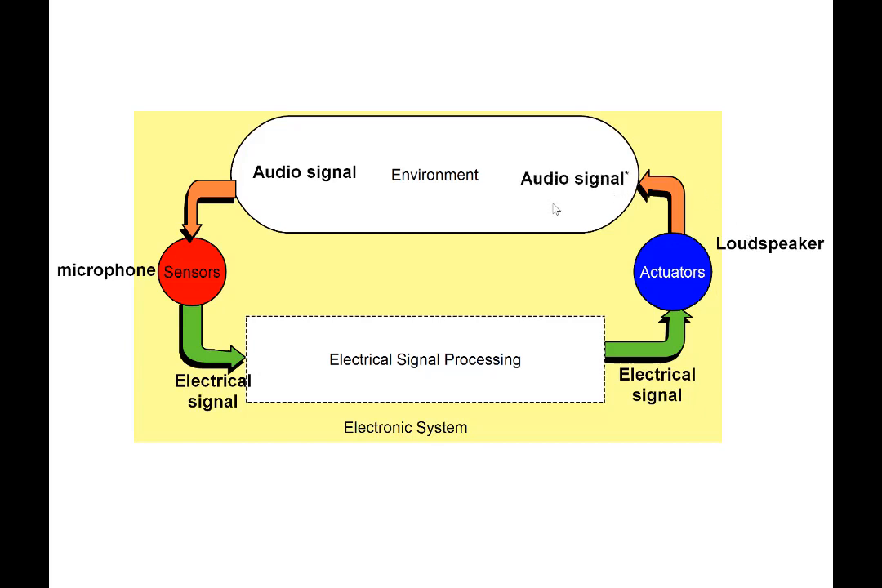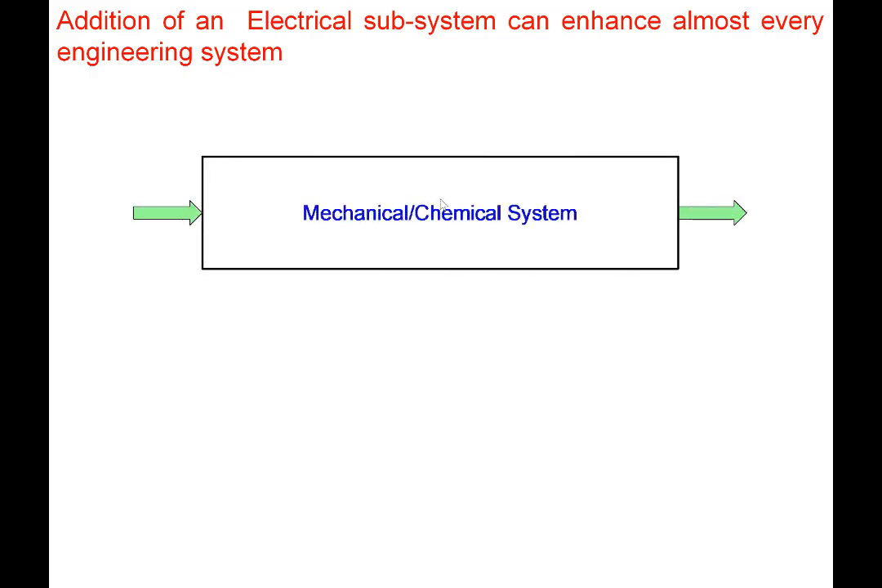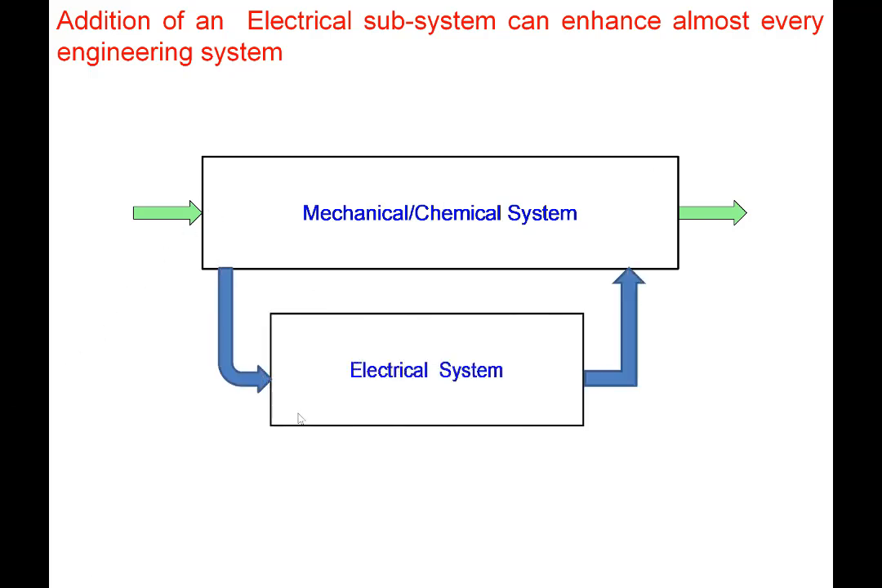You don't need electricity directly, but the processing in the electrical domain enhances whatever you're trying to do, right? So the point is, addition of an electrical subsystem can enhance almost any engineering system. It could be a mechanical or a chemical system. Whatever you're trying to do, you can take your inputs and convert them into an electrical input with a variety of sensors that are available. Do your processing in the electrical domain. Why? Because it's so easy. It's so convenient to do things in the electrical domain as compared to any other domain.